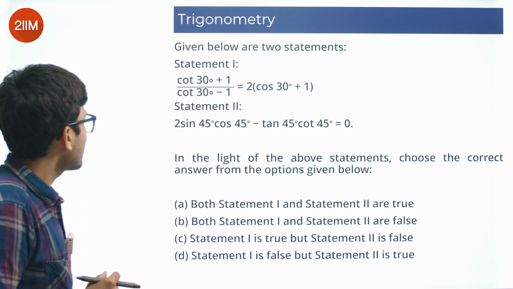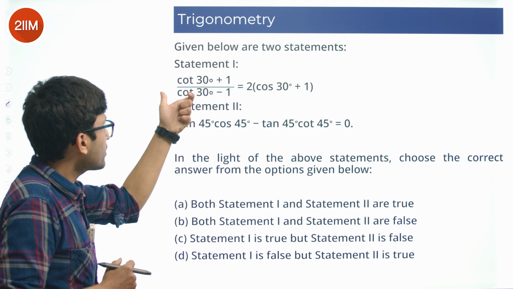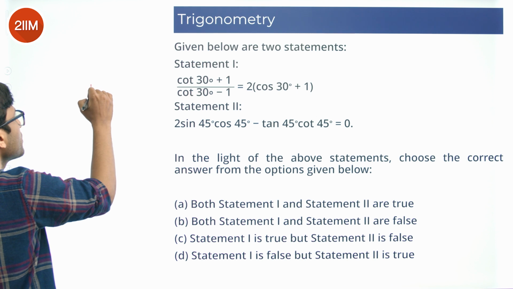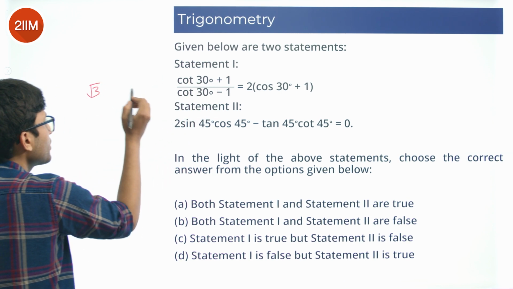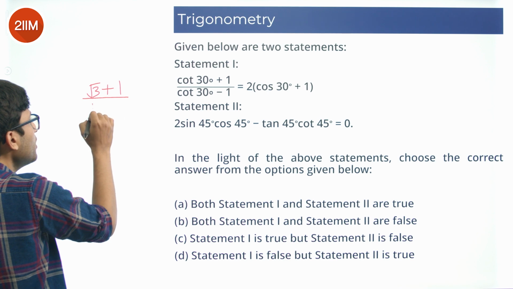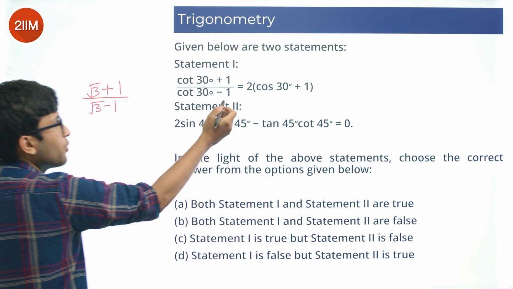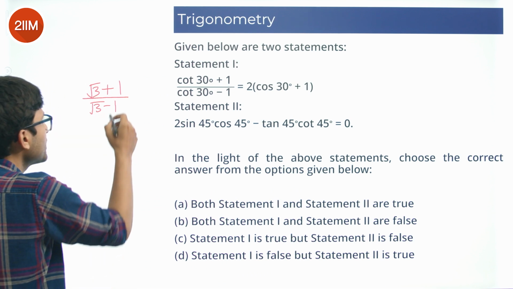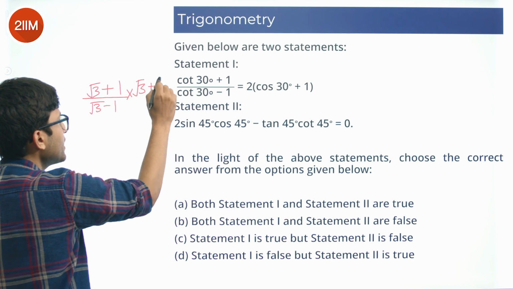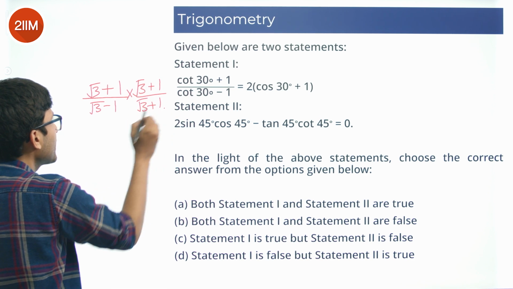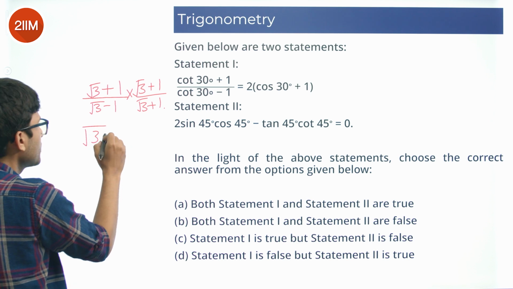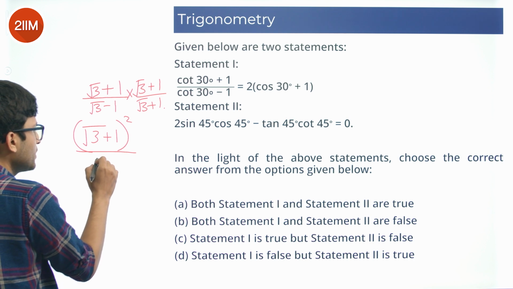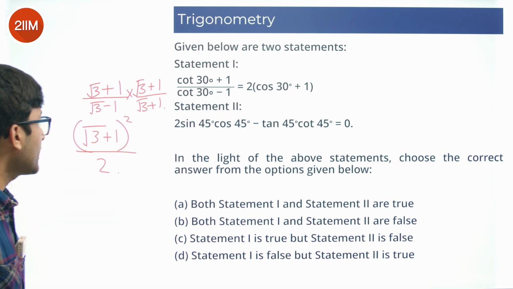Okay, so let's start with statement number 1. First of all, cot 30 degrees. What is cot 30 degrees? Cot 30 degrees is equal to root 3. So this equation would turn out to be root 3 plus 1 upon root 3 minus 1 is equal to 2 cos 30 plus 1. But first of all, in the LHS side, I can reduce it down. What I can do is rationalize it. If I rationalize it, I would be getting root 3 plus 1 whole square upon 3 minus 1, which is 2. Okay, so this is what I would be getting in the LHS side.